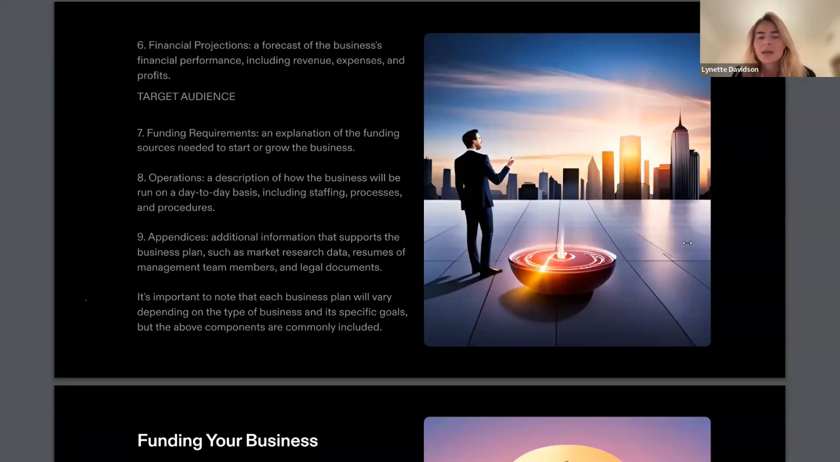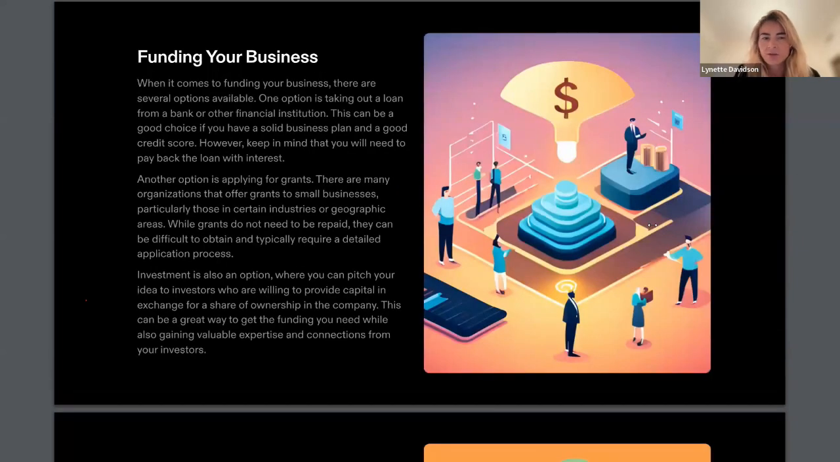But the above named components are commonly included in any business plan, especially the funding requirements. If you are likely to set up a bigger global company, you may want to think of the funding requirements as well. If it's like a more small local entity, like a bakery, you don't really need to consider funding requirements.